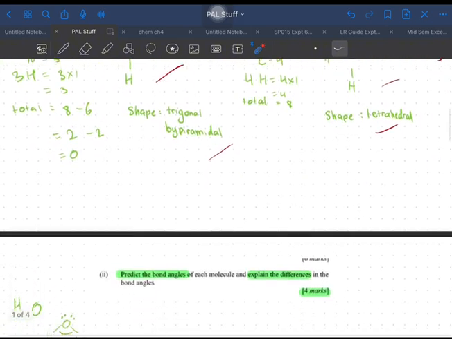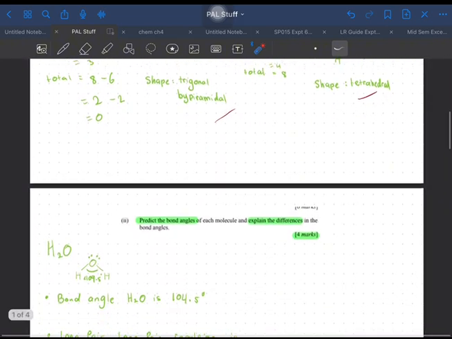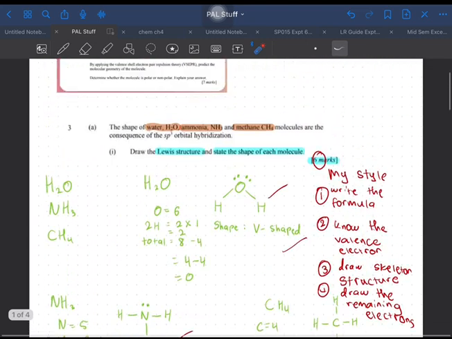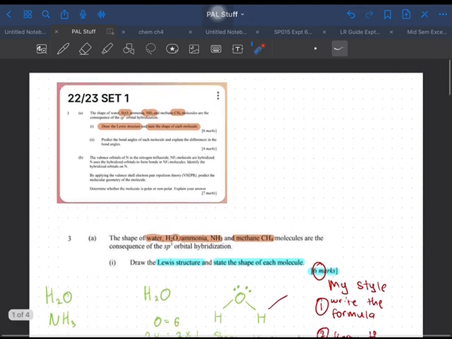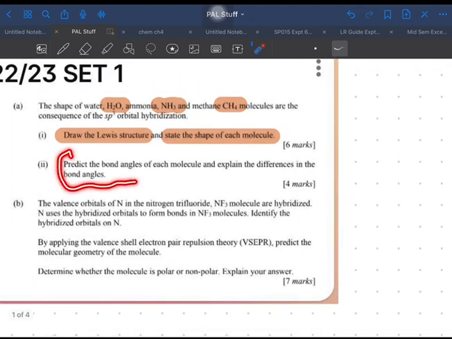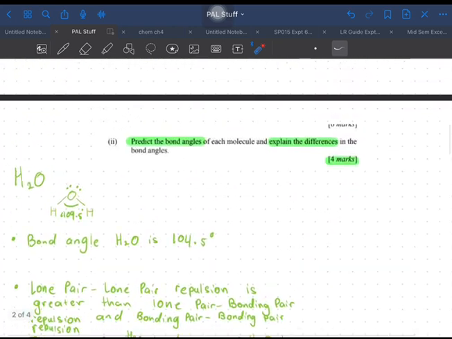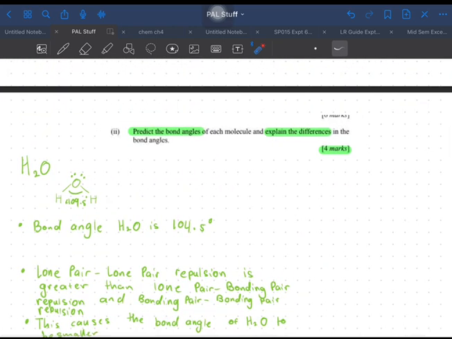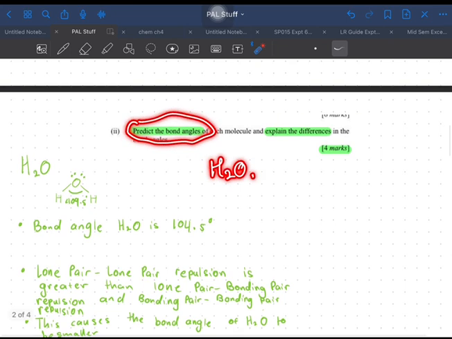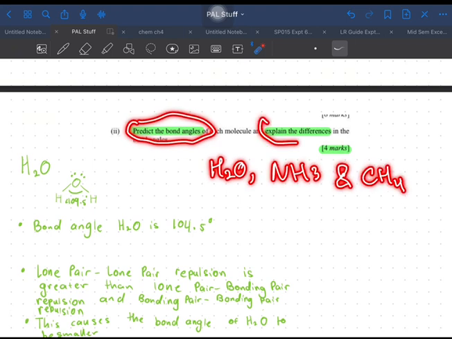And the shape is tetrahedral. Okay. Next question. Predict the bond angles of each molecule and explain the differences in bond angle. So we have to do 2 things here for all of the molecules. Predict the bond angle for H2O, NH3 and CH4, and then we have to explain the differences.